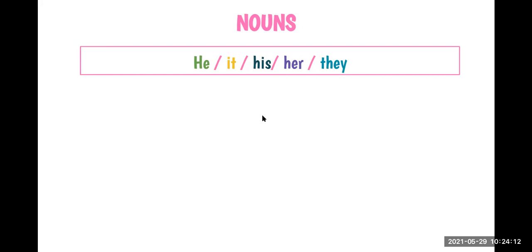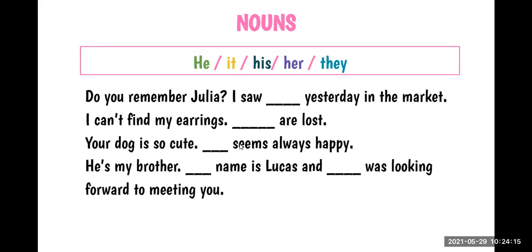Okay, here we have some other sentences, and I want you to help me to complete the sentences with the pronouns that we have here, in the little box. For example, do you remember Julia? I saw her yesterday in the market. Very good. Number 2, I can't find my earrings.